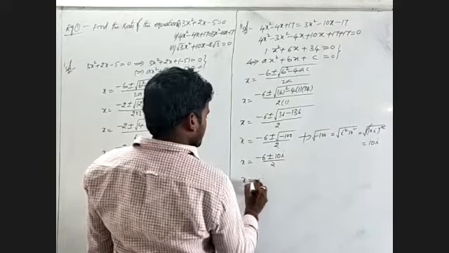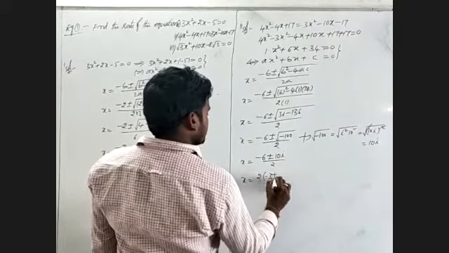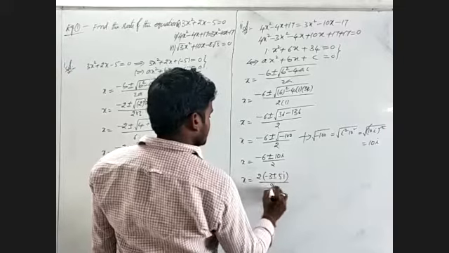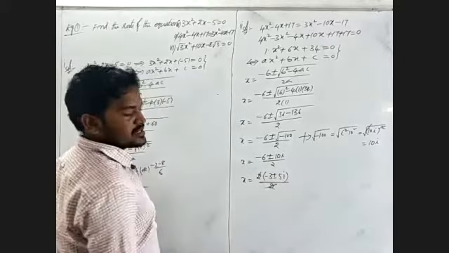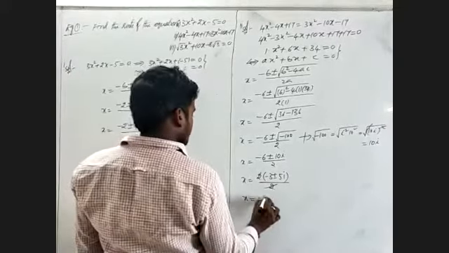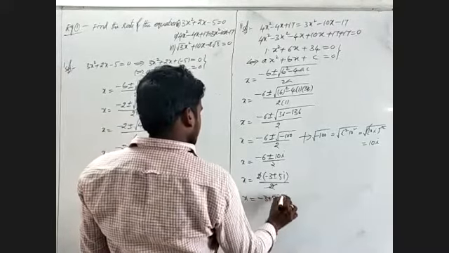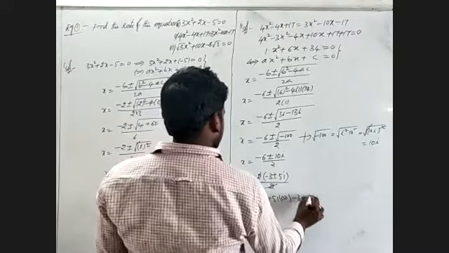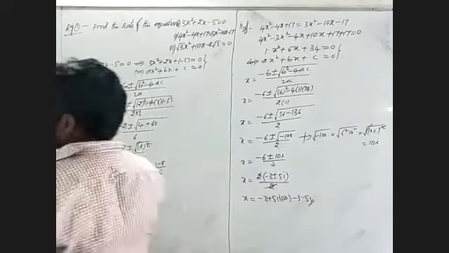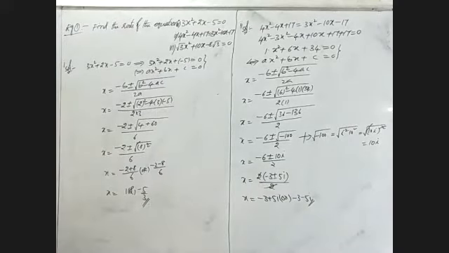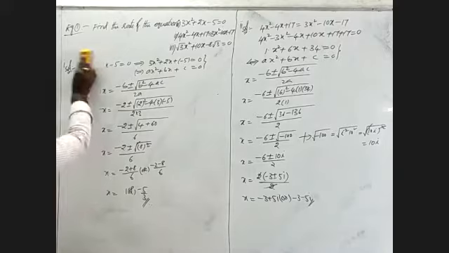I will take 2 common. Remaining we have to write (-3 ± 5i) / 2 times 2, and 2 and 2 will be cancelled. Then the remaining values are x = -3 + 5i or -3 - 5i. These are the two roots of the given equation. Now I am going to the third one.